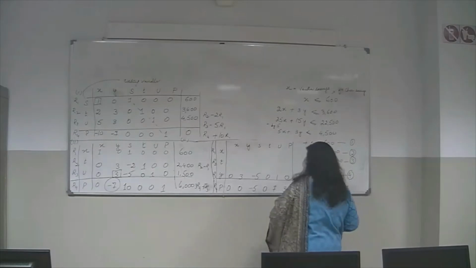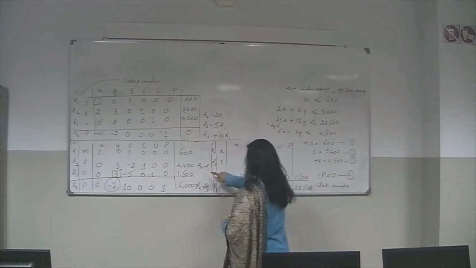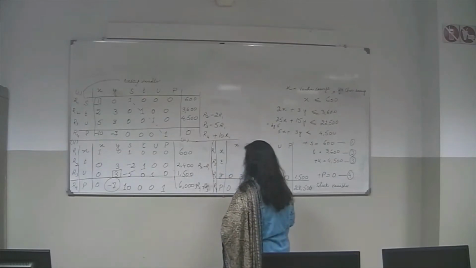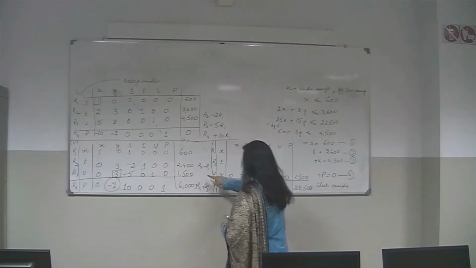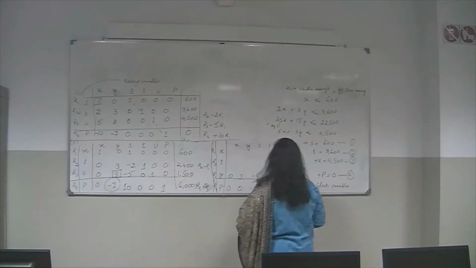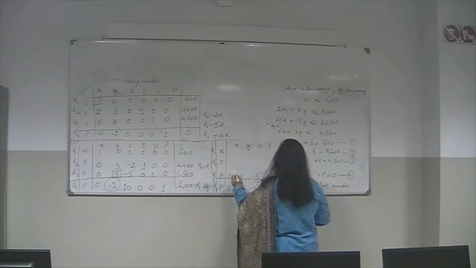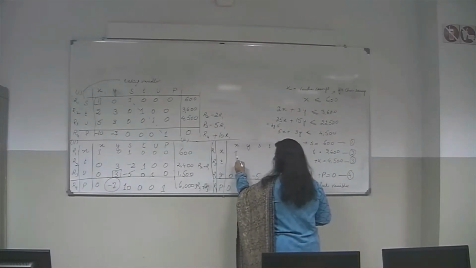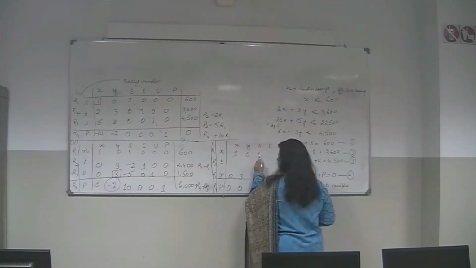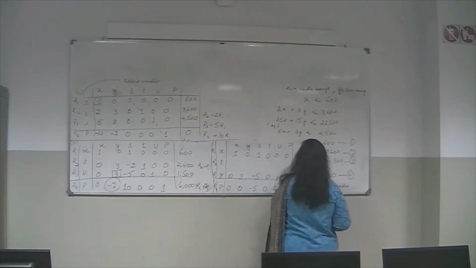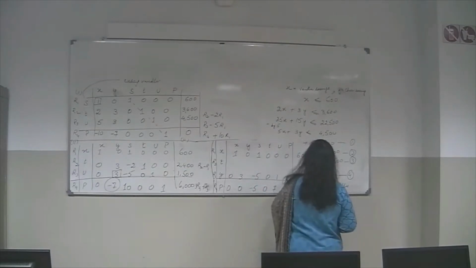Next part is with this row, because we're not going to be making any changes to this one. We're going to be writing it as it is, which is 1 0 1 0 0 0, and this is 600. Okay.